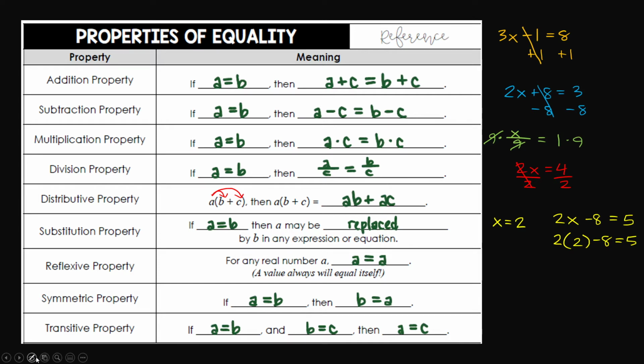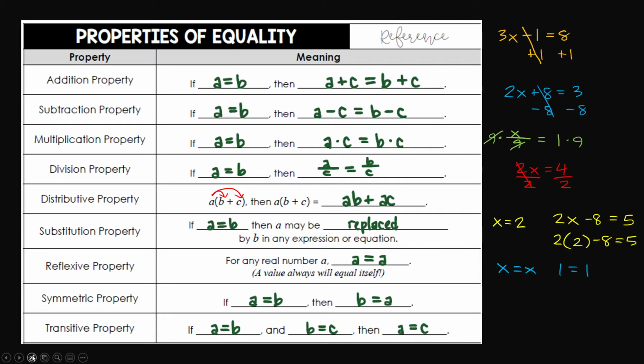Now the reflexive property, maybe one you haven't heard of before, but it's pretty simple to understand. It says for any real number A, A equals A. That means a value will always equal itself. So you may see x equals x, or 1 equals 1. Whatever value, it will always equal itself.